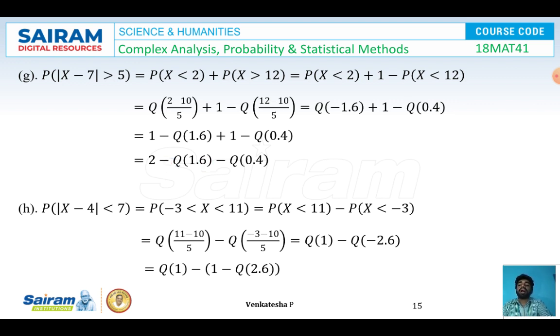Next one, p of mod x minus 4 is less than 7. By expanding this modulus, I'll be getting p of minus 3 less than x less than 11. So it will be equal to p of x less than 11 minus p of x less than minus 3. By replacing the values of x in the q function, I got q of (11 minus 10) by 5 minus q of (minus 3 minus 10) by 5. I got q of 0.2 minus q of minus 2.6. By converting this one to positive, I got q of 0.2 minus (1 minus q of 2.6).